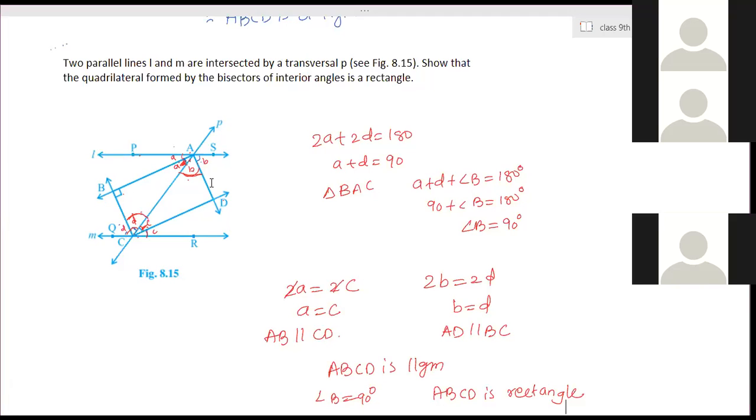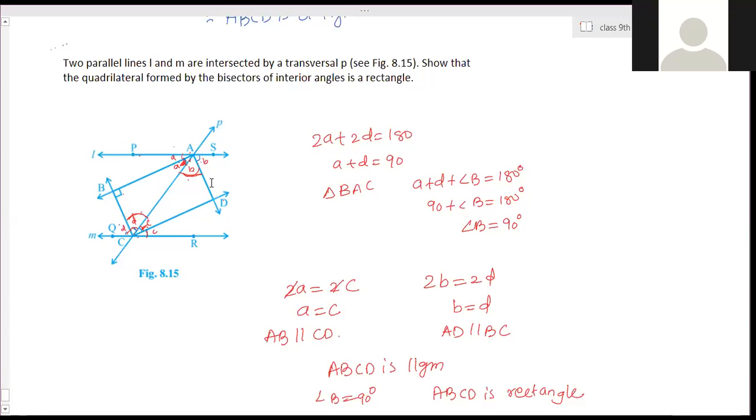Clear? Now you can leave and complete this question by yourself, with proper statements. Okay, thank you, ma'am.